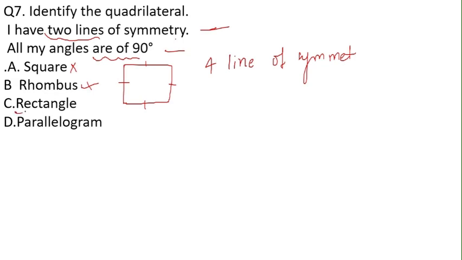Moving on to the next option, that is rectangle. Rectangle is a quadrilateral with 2 lines of symmetry, and all the angles in case of rectangle are equal to 90 degrees. This is 90 degrees, 90 degrees, 90 degrees, 90 degrees, and these are the 2 lines of symmetry over here. These 2 lines are going to divide the rectangle into equal parts. Got it? So the correct answer for the given question is option number C.